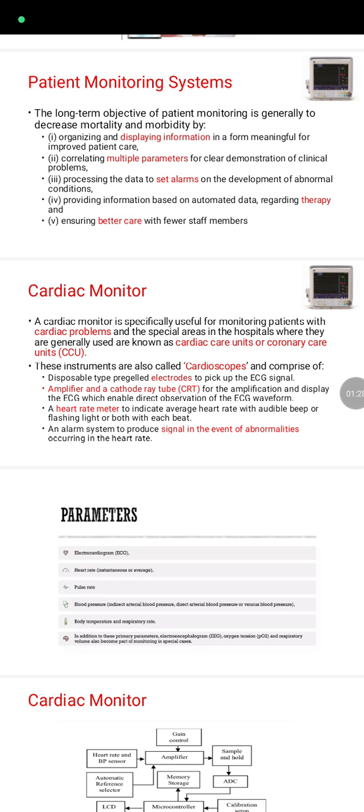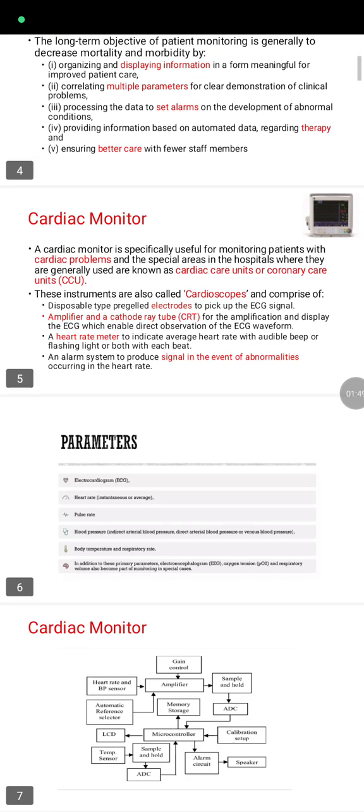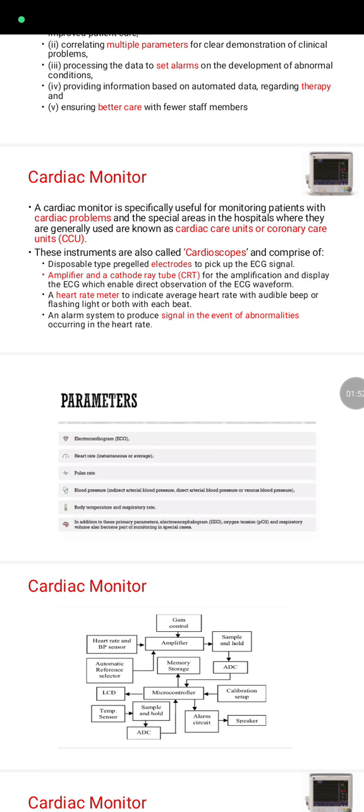These instruments are also called cardioscopes and comprise disposable pre-gelled electrodes to pick up the ECG signal, an amplifier and a cathode ray tube for amplification and display of the ECG, which enables direct observation of the ECG waveform, a heart rate meter to indicate average heart rate with an audible beep or flashing light or both with each beat, and an alarm system to produce a signal in the event of abnormalities occurring in the heart rate.